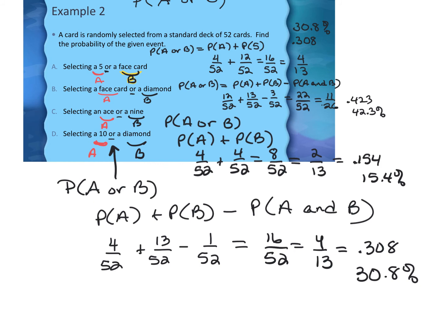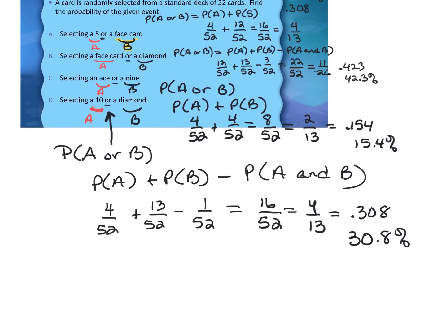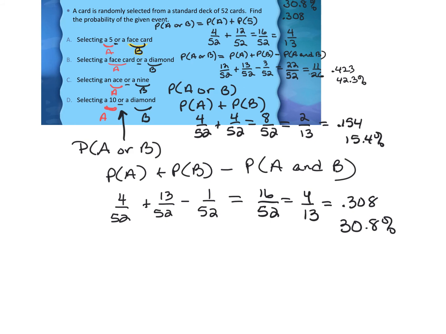So let's say they change the question, and the question just said, what's the probability of selecting a 10 and a diamond? Then that would just be 1 over 52. And again, that's where you have to write out the sample space. So again, watch the words. Let's try one more example, and we're done with the notes. It's a word problem.